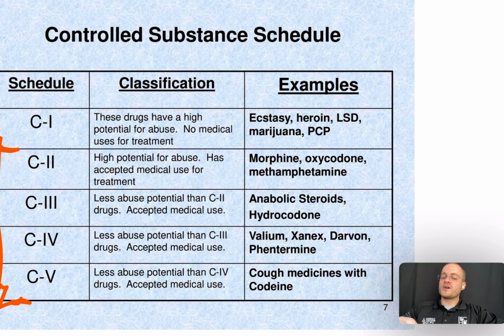Okay, so a C5, the lowest of the list, the least amount of abuse potential: codeine. Codeine is a prodrug, right? Actually, no, it's a pre-prodrug. So it has to be converted several times to make its way to morphine, in the liver. Cough syrup with codeine would be a C5.